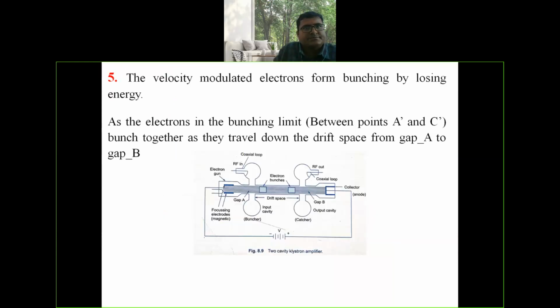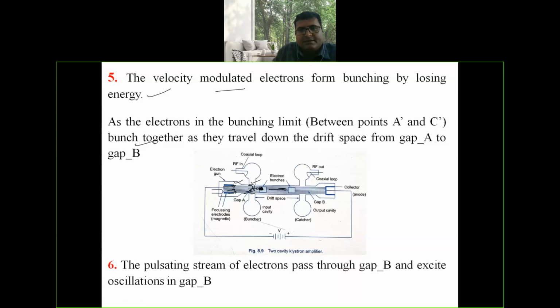And here the velocity modulated electrons form bunching by losing energy. Now here, why are we calling it velocity modulation? If you observe, the electrons which leave gap A are affected by the gap voltage, meaning the velocity of the electron beam is affected by the gap voltage, and the process is called velocity modulation. And the velocity modulated electrons form bunching, as electrons in the bunching limit bunch together as they travel down the drift space from gap A to gap B.